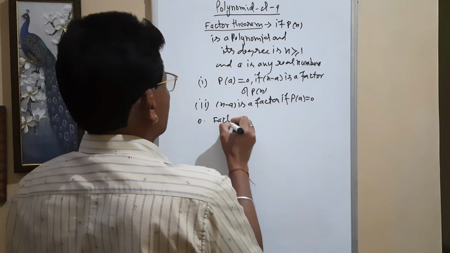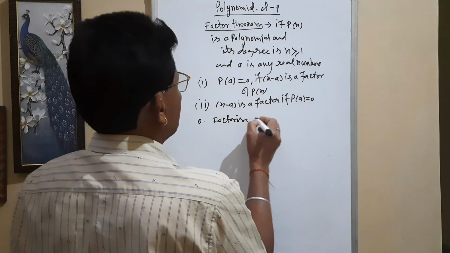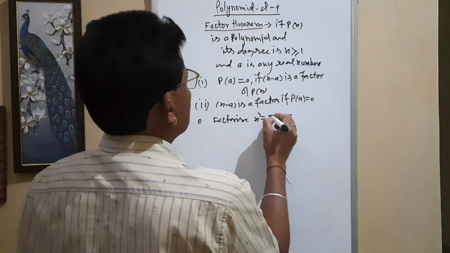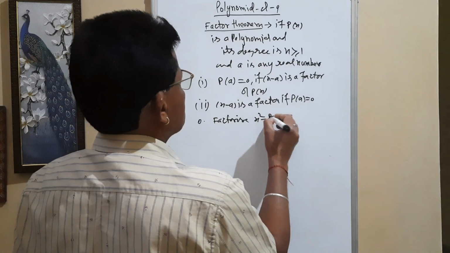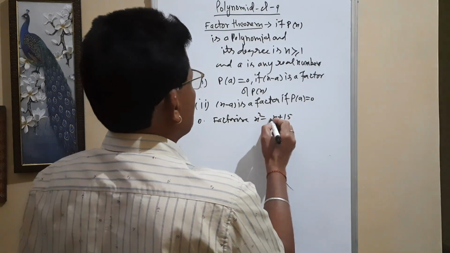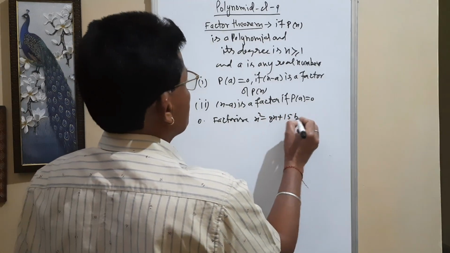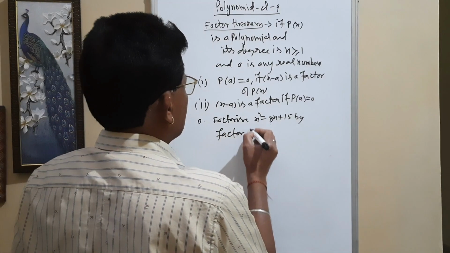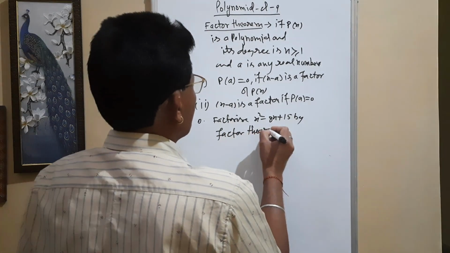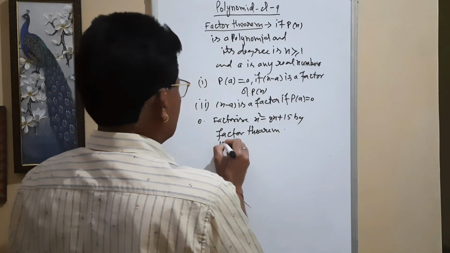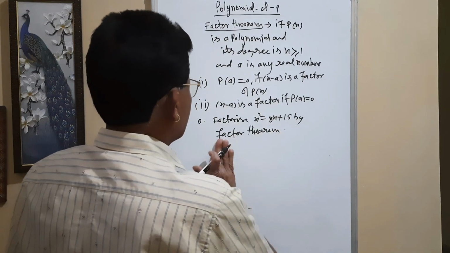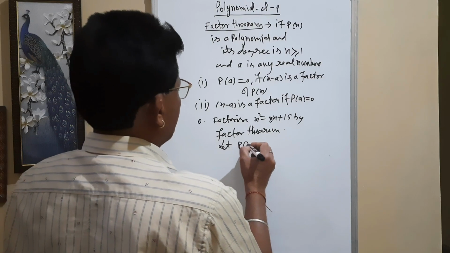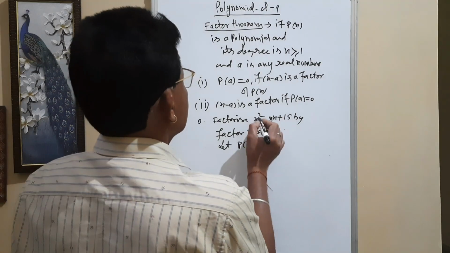Factorize x square minus 8x plus 15 by factor theorem. This is the most important question, factor theorem. The factors: now you will take, let me take P(x). P(x) means this one.